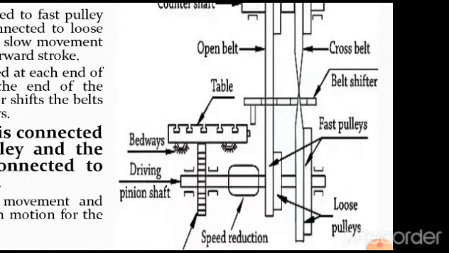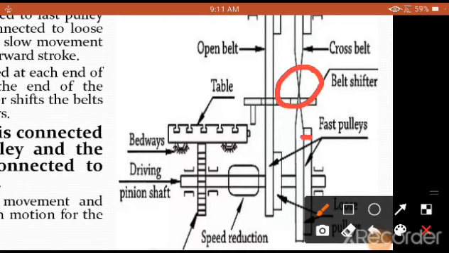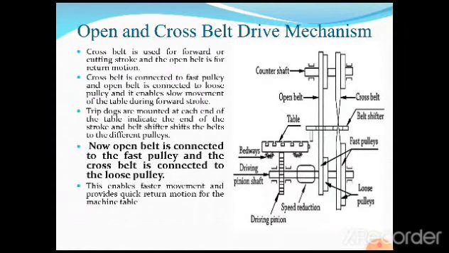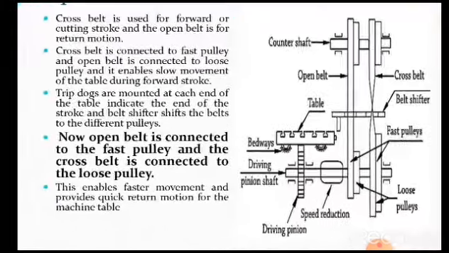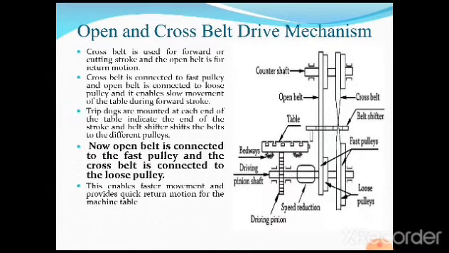Similarly, you can see the cross belt being connected to this loose pulley. Loose pulley means that pulley will not rotate. That is why it is called a loose pulley. That is very, very important. This enables faster movement and provides quick return motion for the machine table. So this particular concept is used to make sure the cutting stroke takes place slowly and the return stroke faster. This is a very, very important point to be noted.